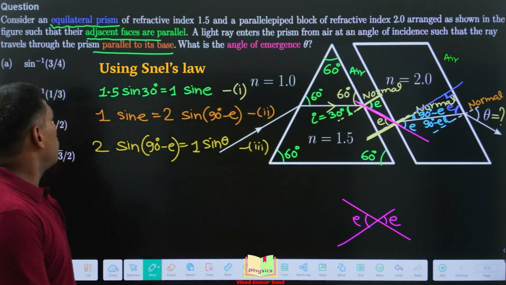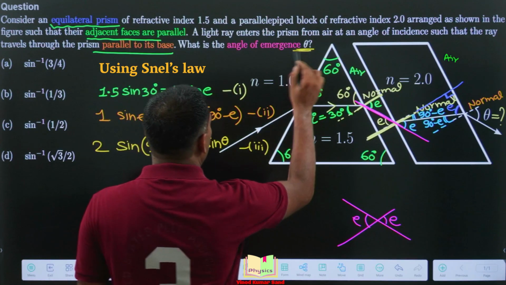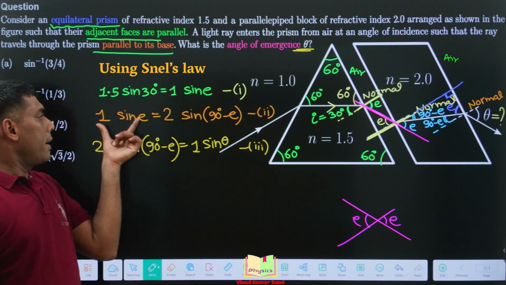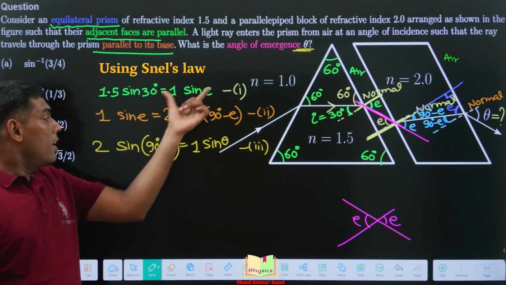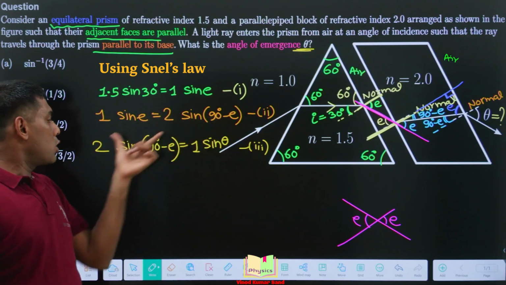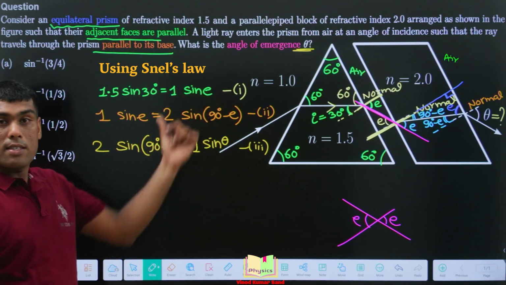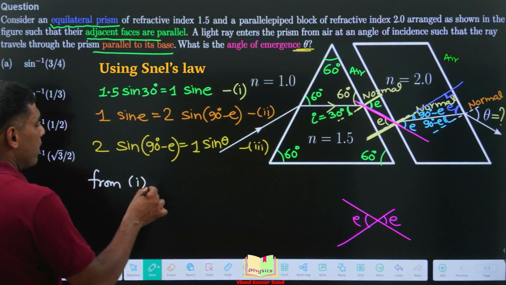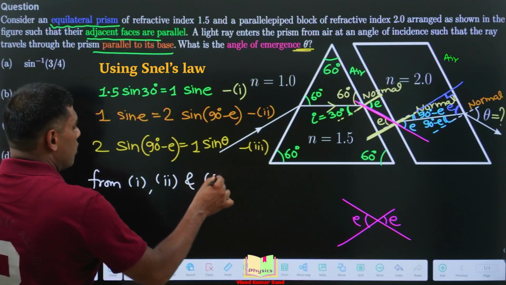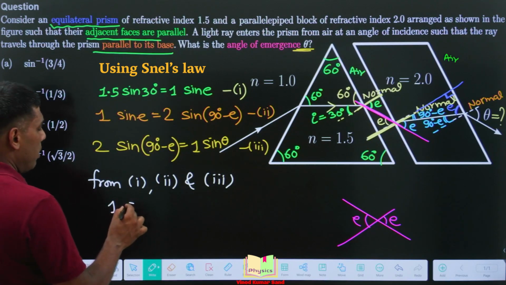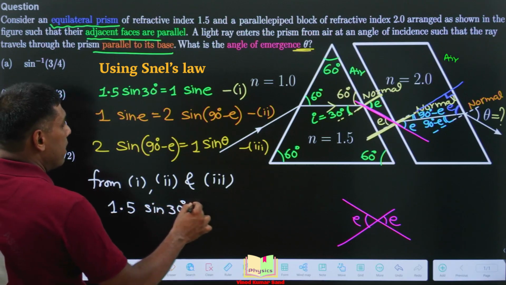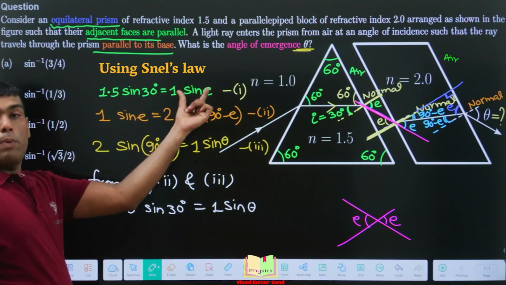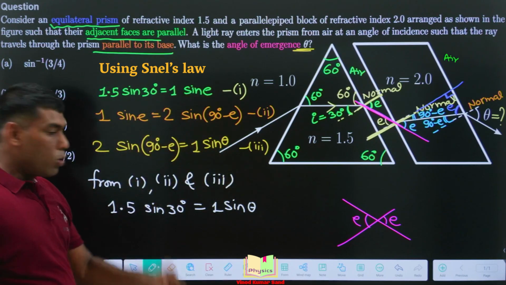Now we have three equations and the question is asking us the angle of emergence theta. But we have one interesting thing observable. 1 sine E can be replaced by 2 sine 90 minus E. In place of the 2 sine 90 minus E, we can again put 1 sine theta. So from equations 1, 2 and 3, if we check carefully, 1.5 sine 30 degree should be equal to 1 sine theta. This 1 sine E can be replaced by this parameter. This entire parameter eventually is equal to 1 sine theta.